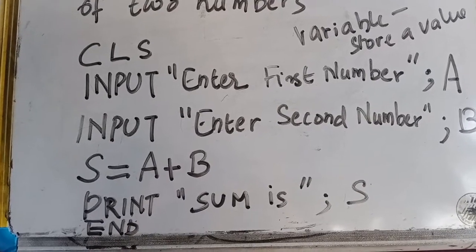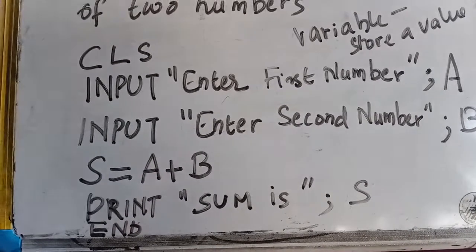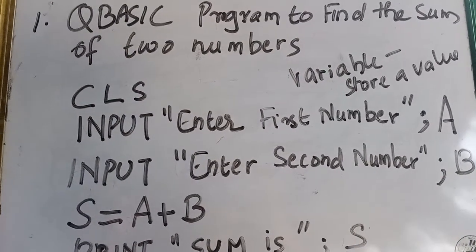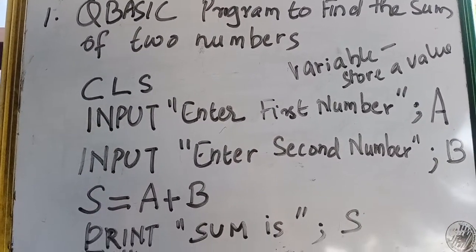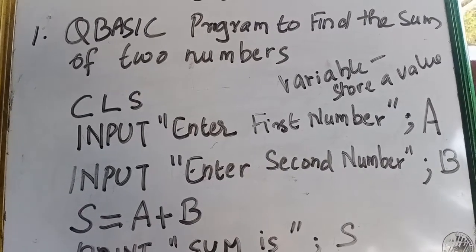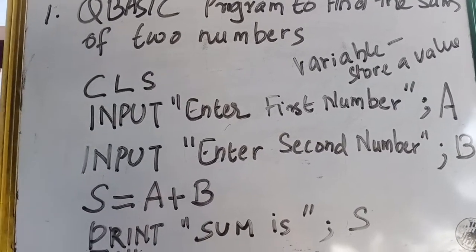But it should be very clear for the others also, right? So it should be in a proper way. So here is a small example to find the sum of two numbers. You can do one thing: just try the next program, find the difference of two numbers.